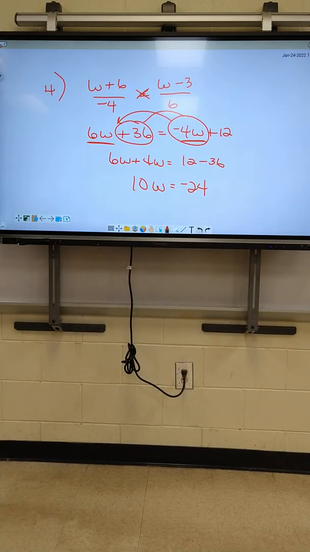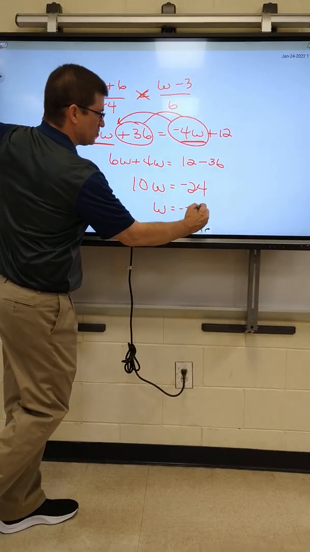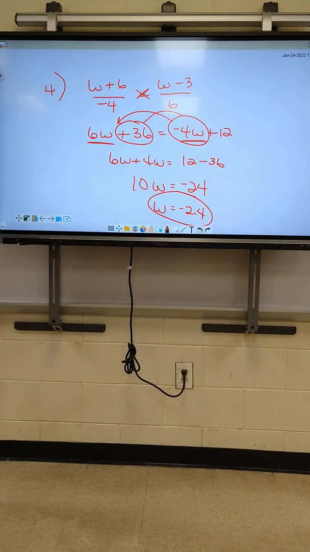All right, so now, Mikey, what's the last step gonna be? Y'all divide them, and that's how I got negative 2.4. Y'all can check my answers. That's what I got.